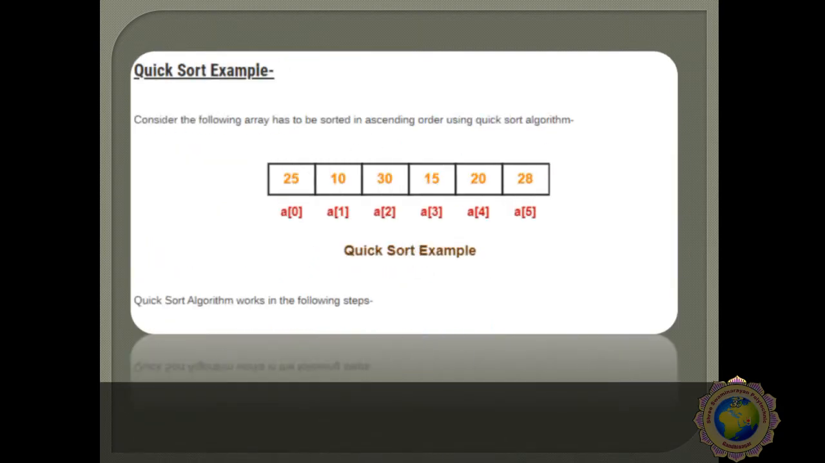Consider the following array, which has to be sorted in ascending order using the quicksort algorithm: 25, 10, 30, 15, 20 and 28. These data are stored in memory as an array, with separate indexes: array of 0, array of 1, array of 2, array of 3, array of 4 and array of 5. Now let's start. The quicksort algorithm works in the following steps.